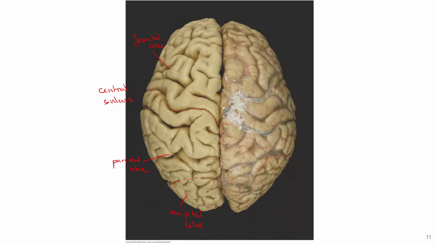As you can see, this central sulcus is really important, and once you identify the central sulcus, you can also identify the motor cortex. That's the first gyrus, and this anterior to the central sulcus, and that's the sensory cortex.